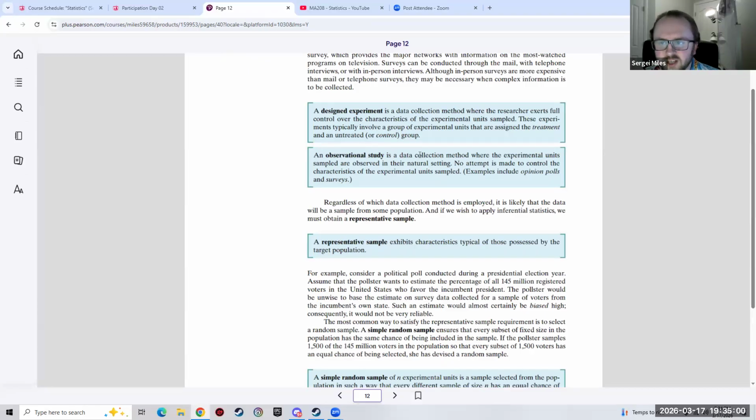For an observational study, we're collecting data from these experimental units, but they are observed in their natural setting. We're not controlling their environment. We're not controlling characteristics about the experimental units that we're trying to study. All right. So we have these two different types of ways of collecting data from ourselves if we're not getting the data from a published source.